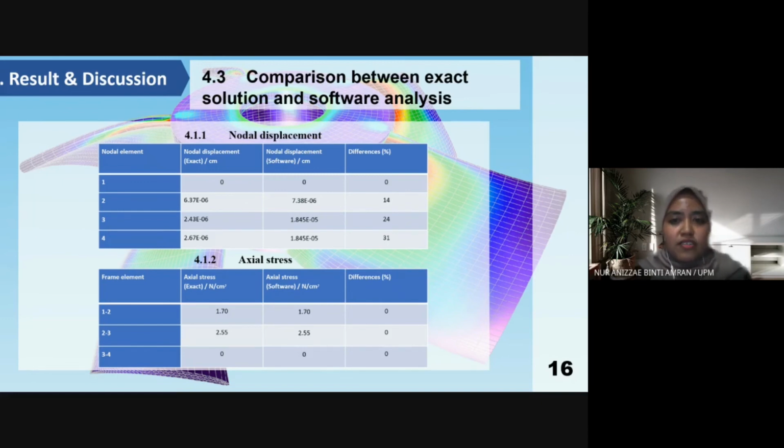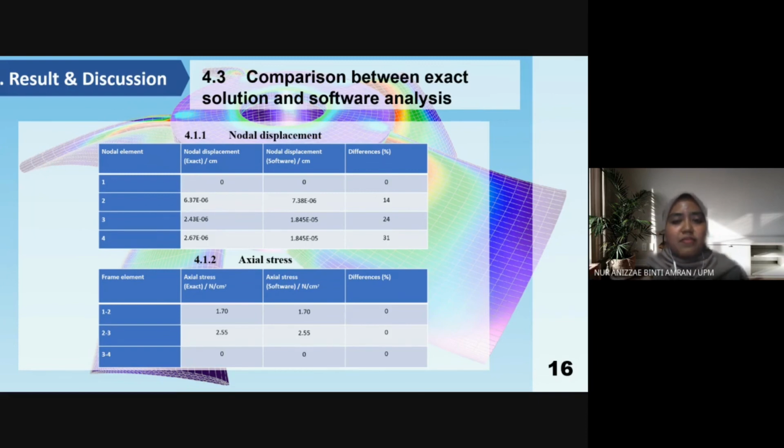For the axial stress of the frame element, in the comparison between the exact solution and software analysis, there is no difference in value because the value is the same for both. This is acceptable because the exact solution and the software have 0% difference, which indicates the result obtained is satisfactory. So the software can be validated against the finite element method by manual calculation, with only a slight, small difference percentage.